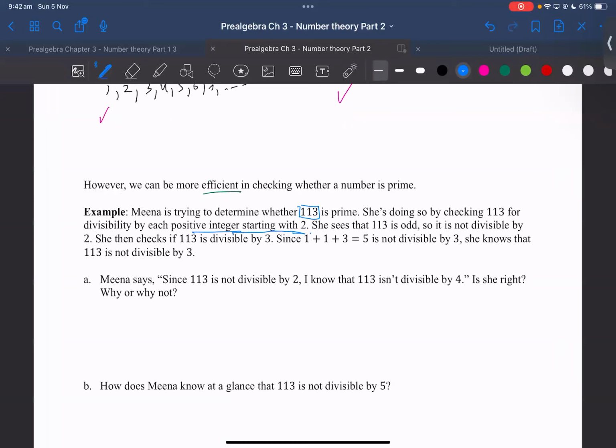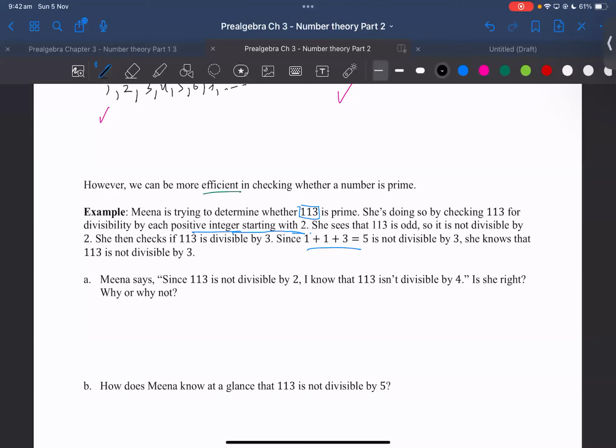By 3? She adds all the digits and it's 5. Yeah, digit sum, right? So she checks the digit sum, sees that it's 5 and it's not divisible by 3. Does that make sense? How to check 3 and 2 quickly, right? So then she knows that it's not divisible by 2 or 3.